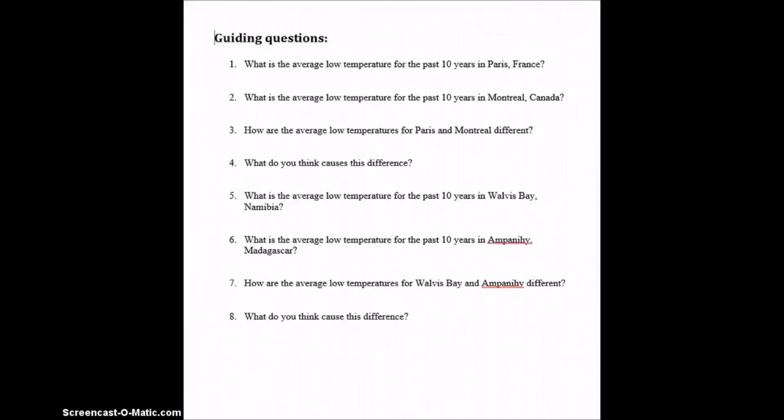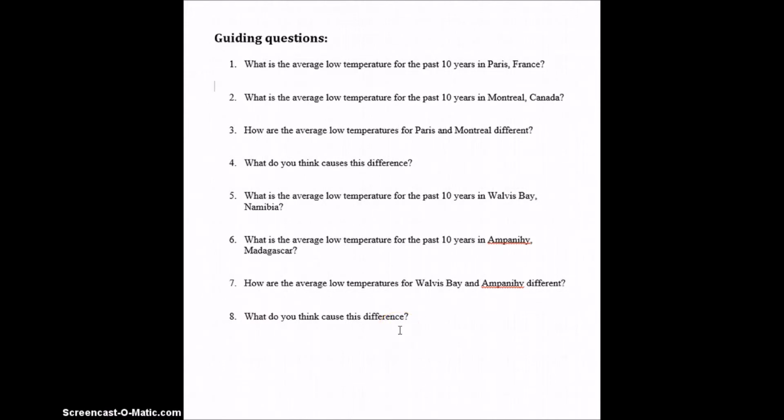And so for my higher level students that were more comfortable using the technology, and I felt comfortable that they could go to this website, type in their data, and then interpret their data, I just provided them this list of guiding questions. So they had to go to Wolfram Alpha and look up, for example, the average low temperature for the past 10 years in Paris, France, for Montreal, Canada, for these other cities, and then explain what they think causes the difference.